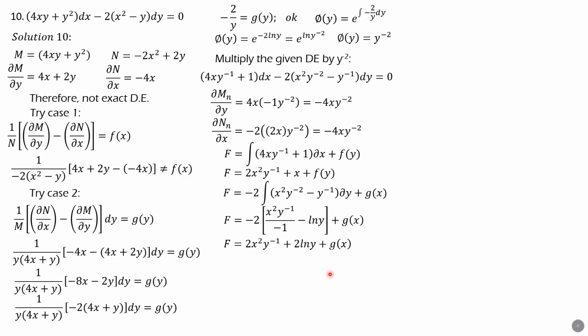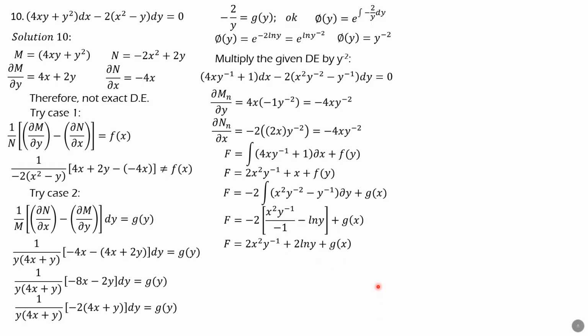Likewise, the other solution possible is the integral of this expression, this one. So negative 2, it's already integrated here. So simplifying, 2x squared over y, or 2x squared y to the negative 1, then plus 2 ln y plus g of x.